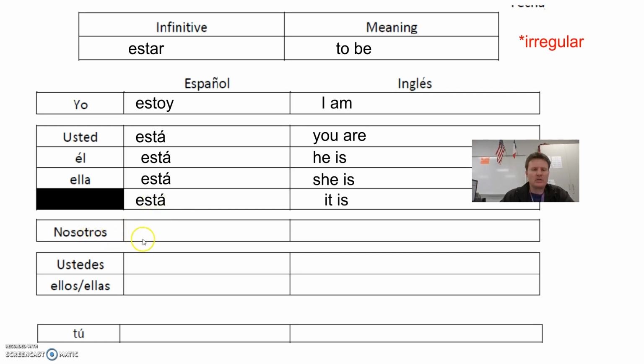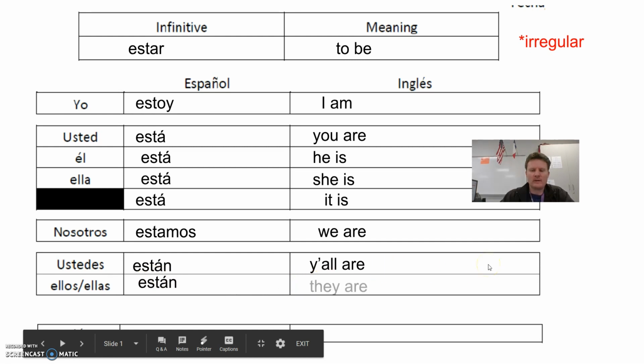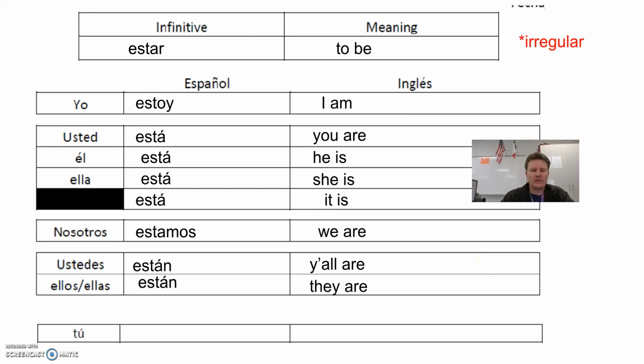Nosotros, you get estamos, and that means we are. Then you go down to the ustedes, están, again with that accent mark. That means y'all are. Then because these are grouped together, they're going to be the same, están. And then over here, it's going to mean they are. And then the last one here is going to be tú estás, which means you are.